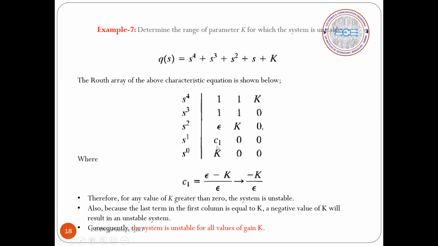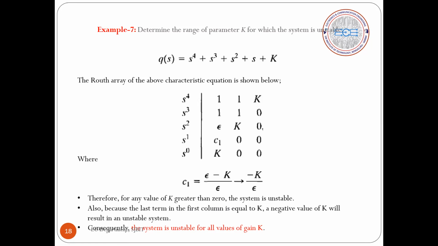So how to compute C1? C1 is equal to (epsilon into 1 minus k into 1) divided by epsilon. That leads to minus k by epsilon. This is what we get. Now, for values of k greater than 0, the system is unstable because it becomes negative. For negative values of k, it becomes positive, so the system is stable. So for all values of k greater than 0, the system is unstable.